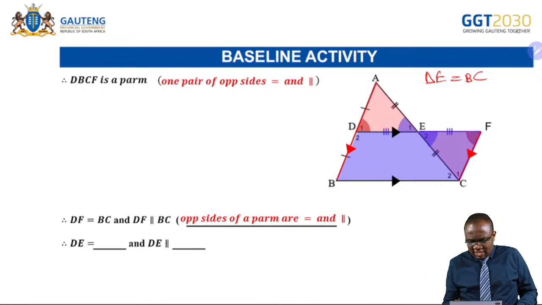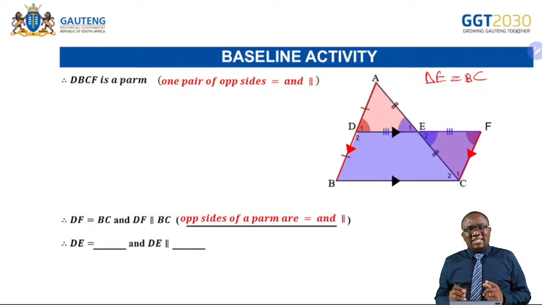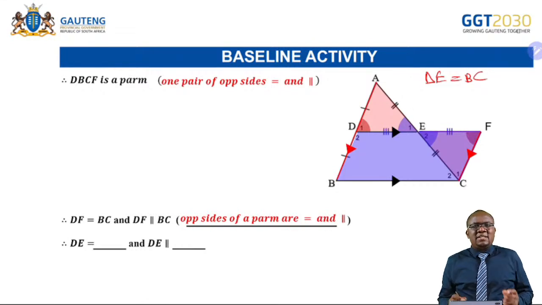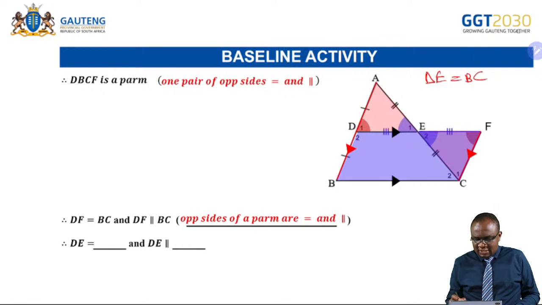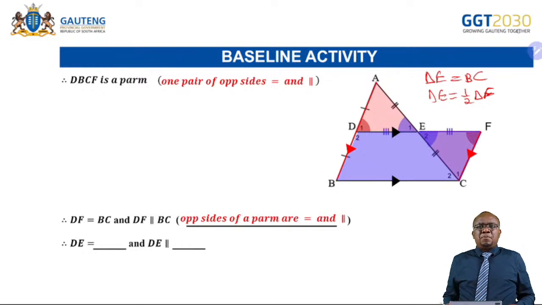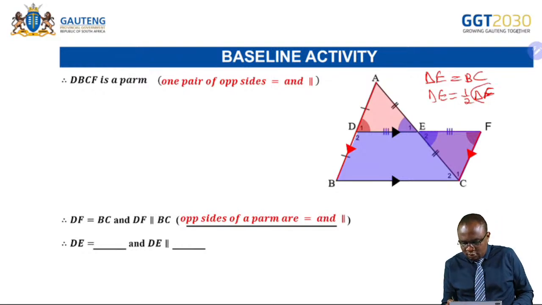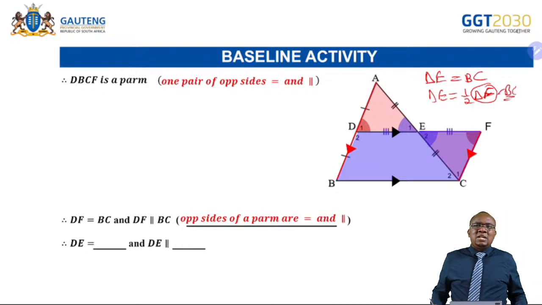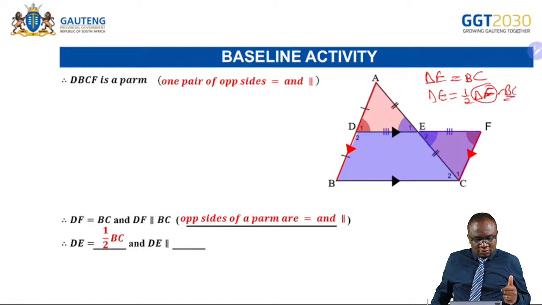Now, what's the relationship between DE and DF? DE is half of DF. So we're saying DE is equal to half of DF. And then we say that DF is equal to BC. So we can remove this DF and replace it with BC. You see that? So DE is actually half of BC. We have proved that. That's the first part of the midpoint theorem. DE is equal to half of BC.